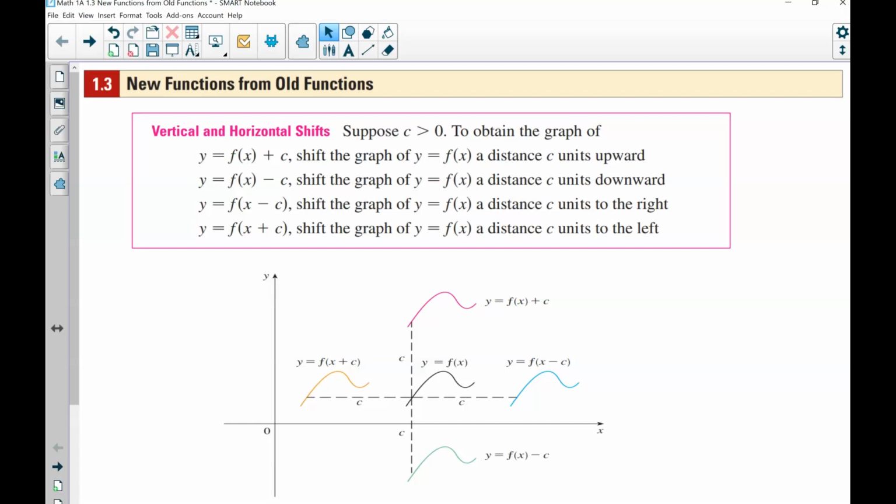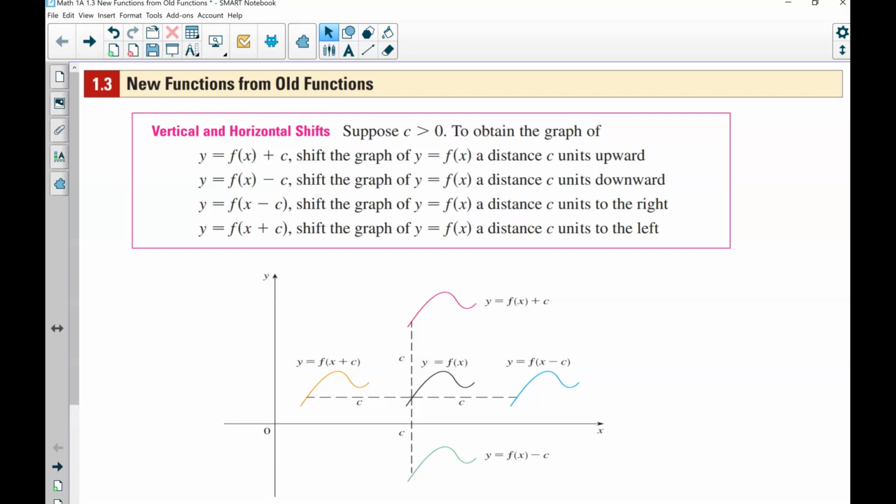And by applying certain transformations to the graph of a given function, we can obtain the graphs of certain related functions. This will give us the ability to sketch the graphs of many functions quickly by hand. It will also enable us to write equations for given graphs.